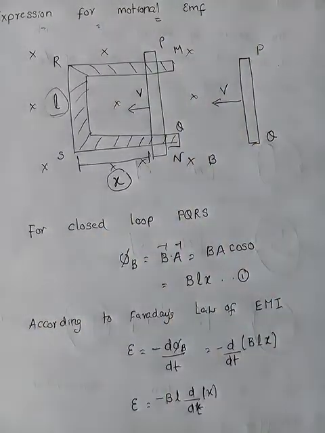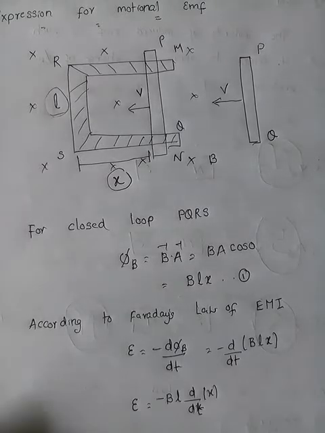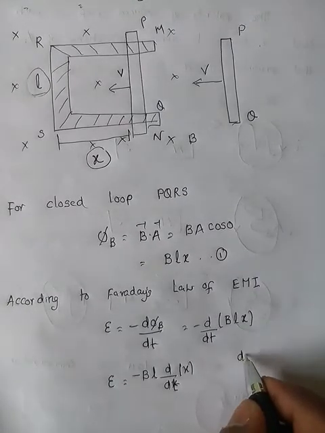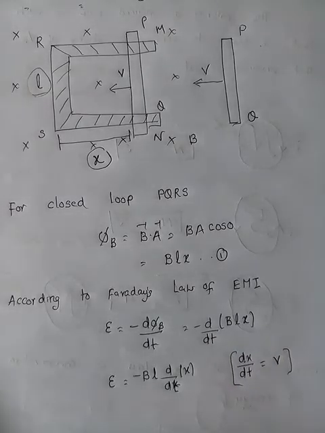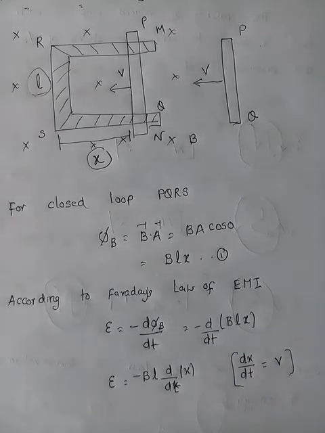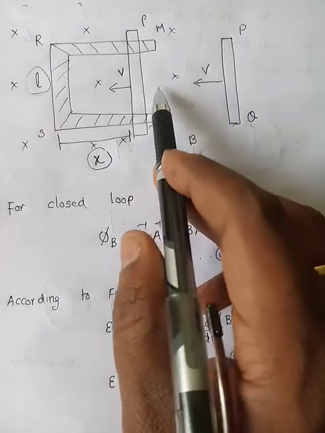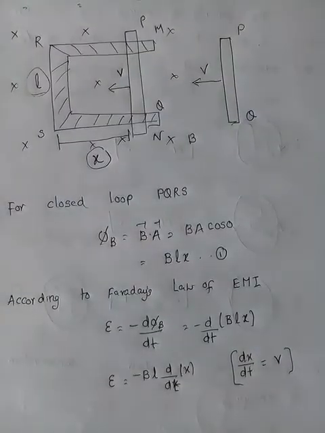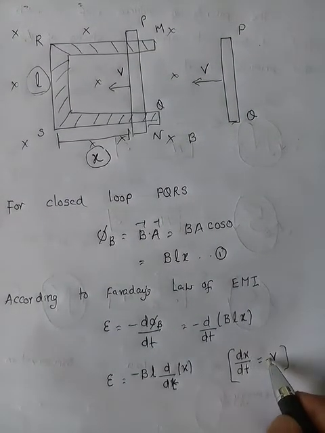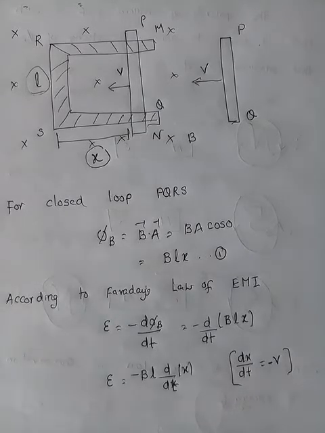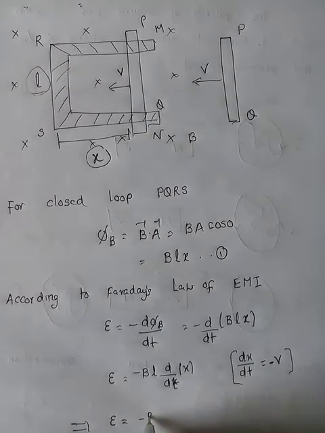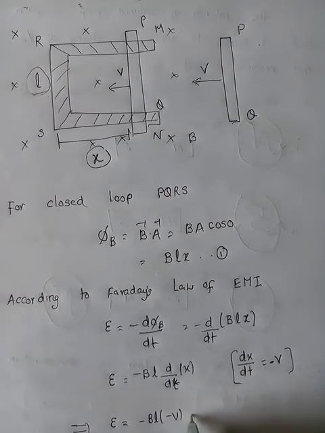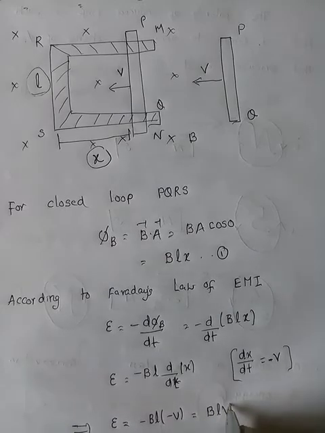When you move the conductor in the presence of a magnetic field, what is changing? The value of x. As we know, dx by dt is equal to velocity. Rate of change of displacement is called velocity. But it is moving against the direction of the magnetic field, so dx by dt should be considered as minus v, because it is moving in the opposite direction. So what can I write here? E is equal to minus BL into minus v. So what do you get? BLv.